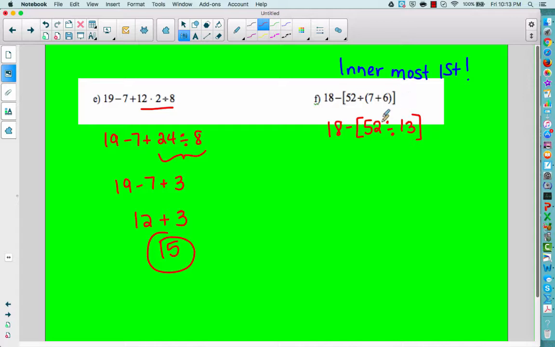All right, now notice I dropped the parentheses once I added the 7 and the 6. Then I go to the next set of grouping symbols. So I do 52 divided by 13, which is 4. So then I do 18 minus 4, which is 14.